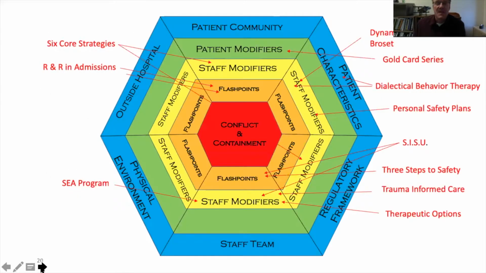Okay, so you can see from this, the idea here is not to put in every arrow that we could, just to make the point that the Safewards model is the broad conceptual model for conflict and containment reduction in the state of New Jersey's psychiatric hospitals. And it's very helpful in that regard.